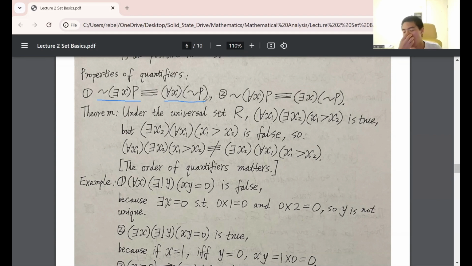So these two are equivalent. And also, if it is not the case that for all x satisfy P, then there must exist one x that satisfies not P. Or you can say, if not all x satisfy P, then it is not the case that all x satisfy P, so there exists an x among all the x that satisfies not P. This is equivalent.